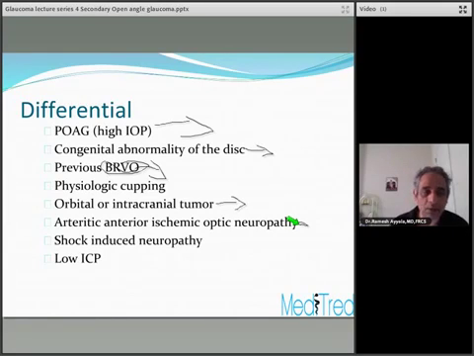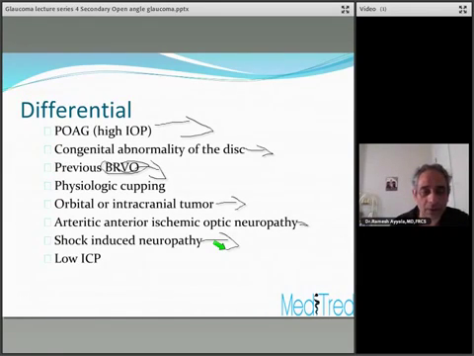Shock-induced neuropathy: what we mean here is if a patient suddenly bleeds or has a massive hemorrhage and the blood pressure drops below 80 millimeters of mercury, then the patient can have a lack of perfusion to the optic nerve head at that point in time, which can manifest over a period of time as optic nerve head pallor and corresponding vision field loss. Following a careful history, you should be able to delineate these kinds of cases from normal tension glaucoma.